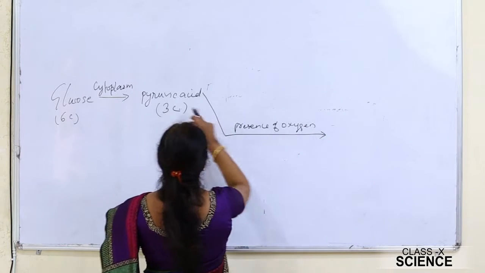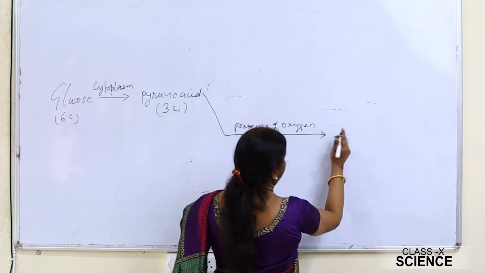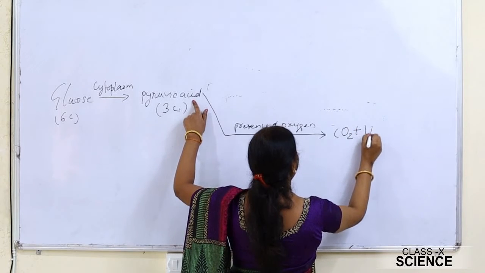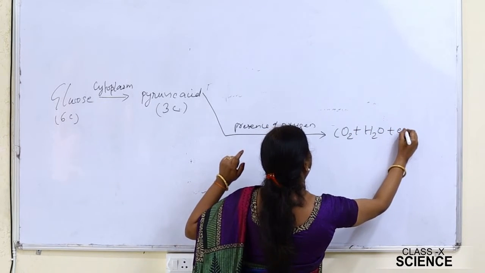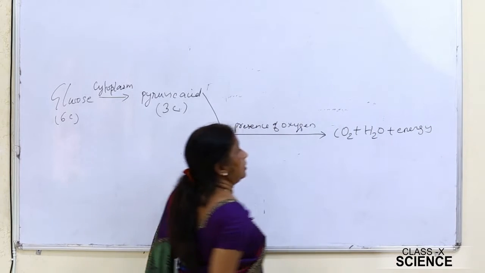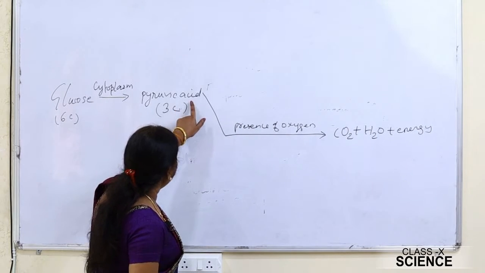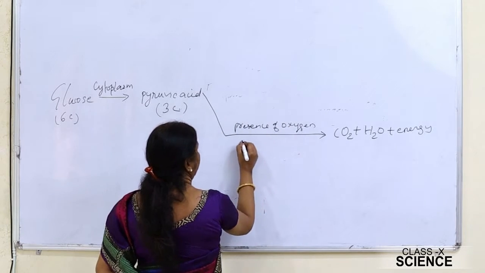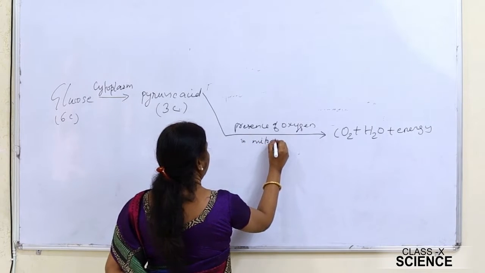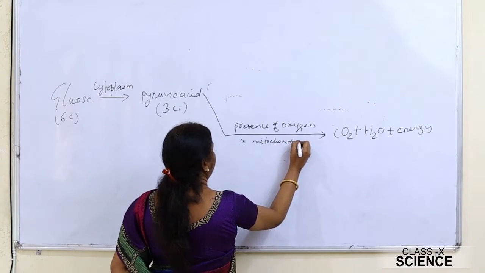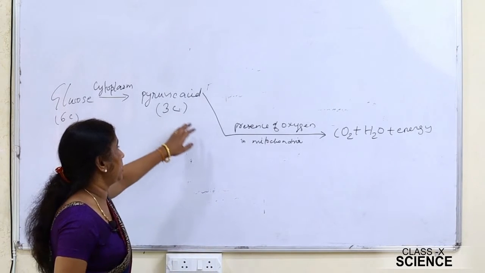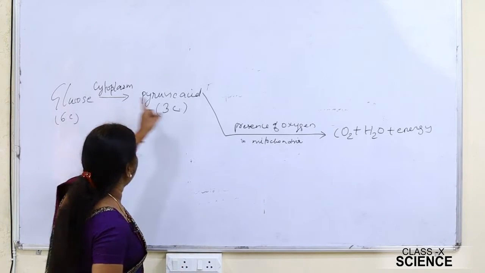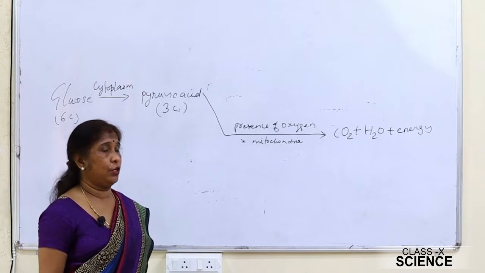At this time, the pyruvic acid will be broken down into carbon dioxide, water and energy, and energy will be liberated. If the pyruvic acid is broken down in the presence of oxygen, this reaction will take place in the mitochondria of the cell, and carbon dioxide, water and energy will be liberated. This process of respiration is also called the aerobic process of respiration.